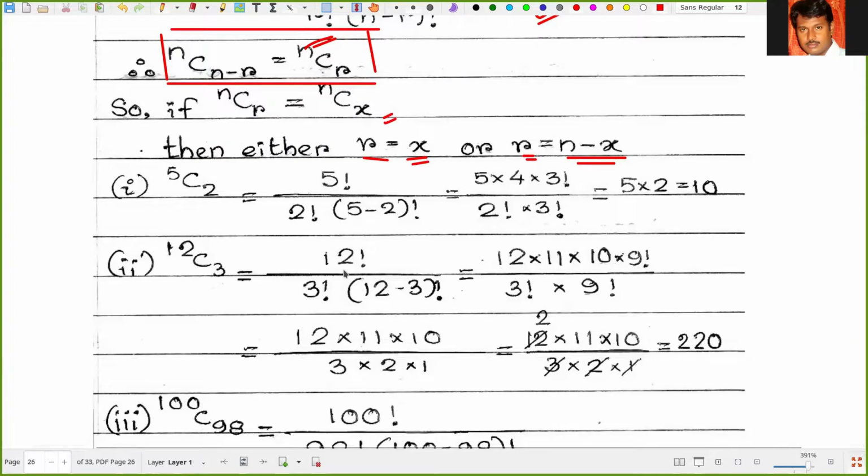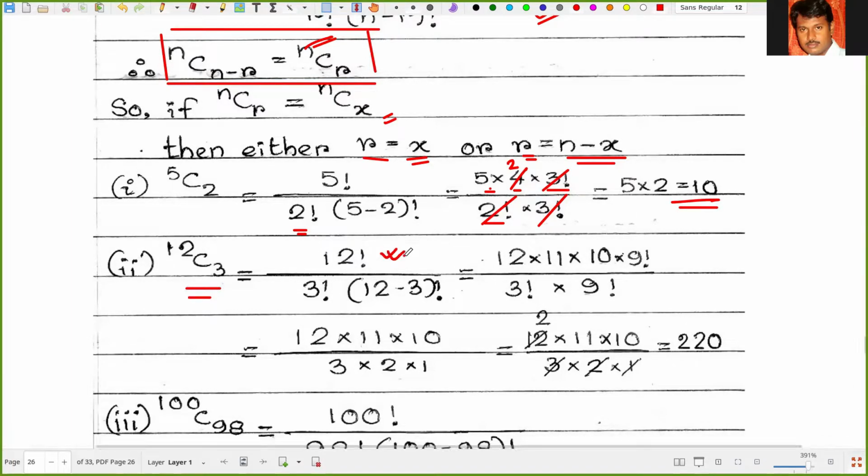Let's take some small examples. We have to find the value of 5C2. So 5 factorial upon 2 factorial and (5 minus 2) factorial. 5 factorial means 5 into 4 into 3 factorial, so we can divide out the 3 factorial, and 2 factorial means 2. So that is 10.